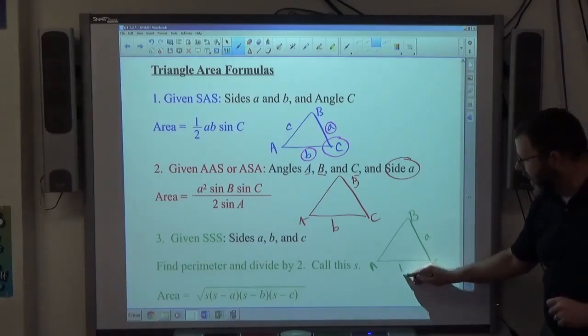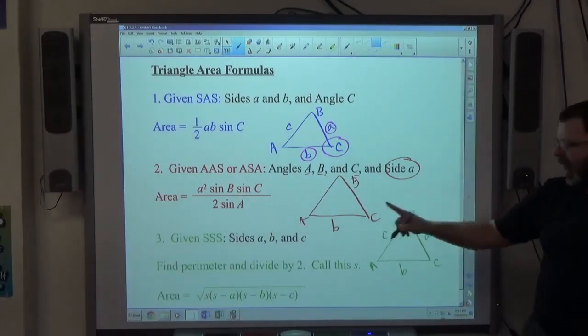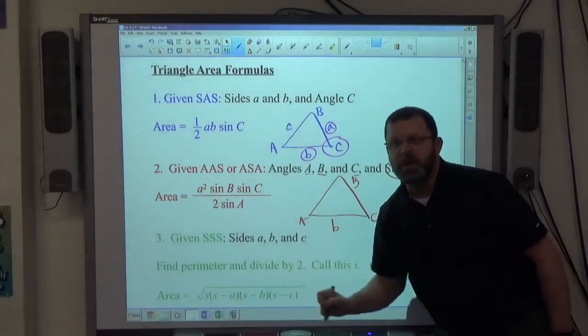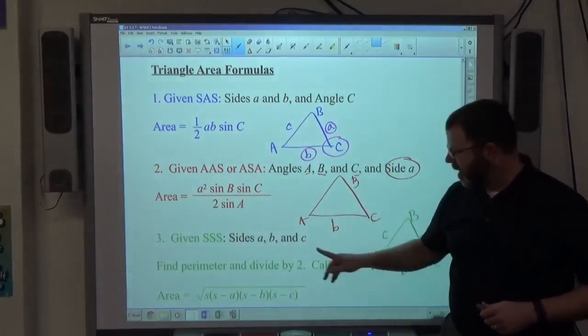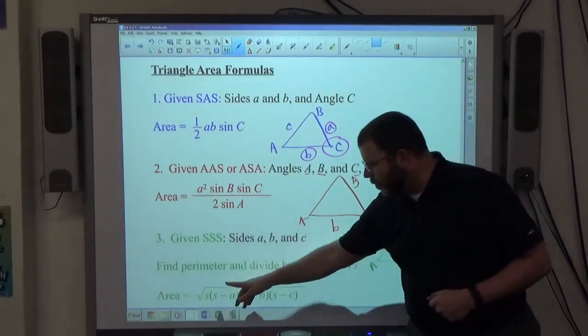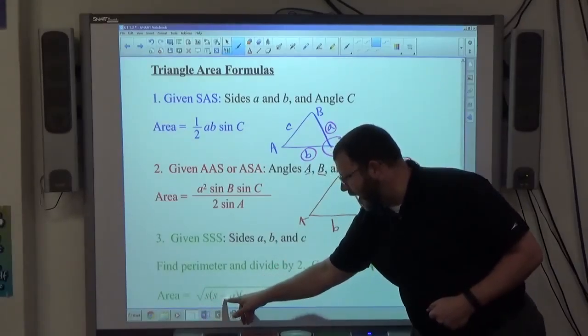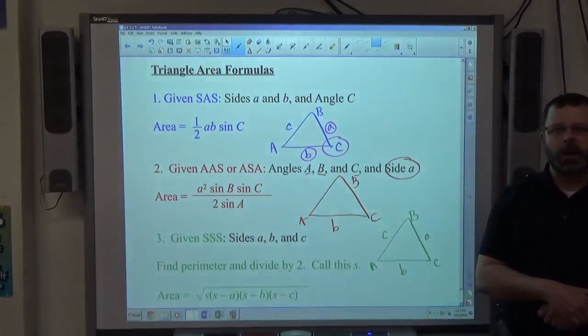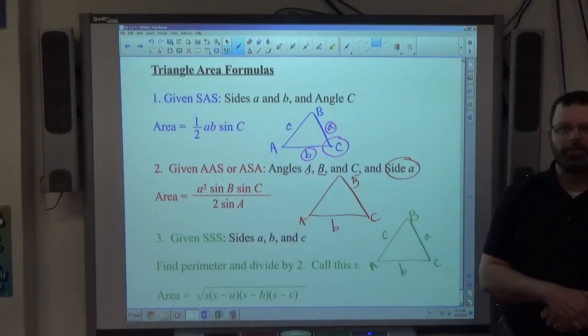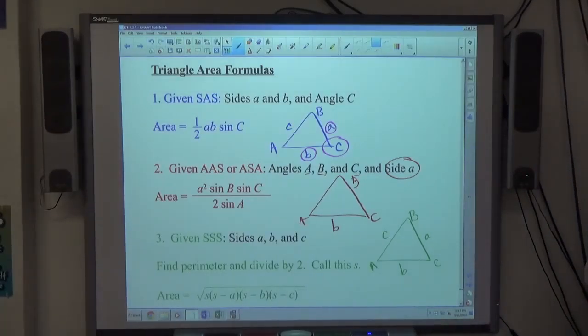If you know all three sides, you first find half the perimeter. S stands for semi-perimeter, half the perimeter. And whatever the perimeter is divided by 2, and that number times that number minus each side, take the square root of the product and you get the area. Works every time. Pretty nifty little formula. So if you know all three sides, that's what you do.